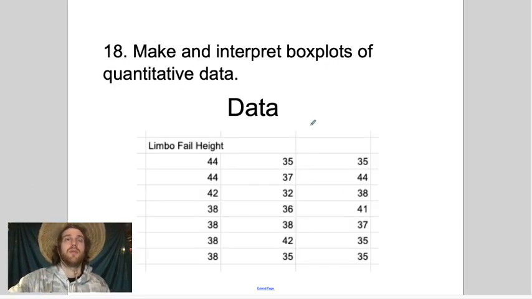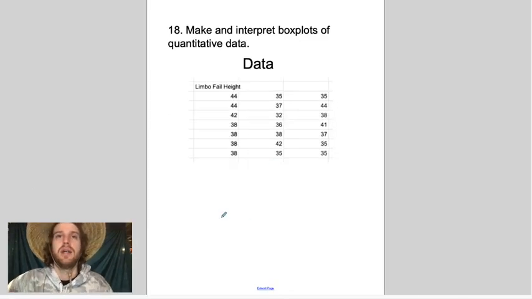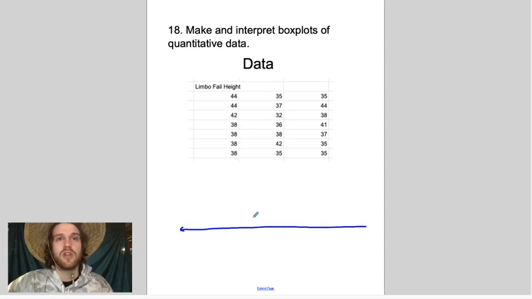All right, make and interpret box plots of quantitative data. We're going to do that here. So for a box plot, you draw your horizontal line. Can be vertical, can be horizontal. We're going to go from, let's say, 30, 32, 34, 36.